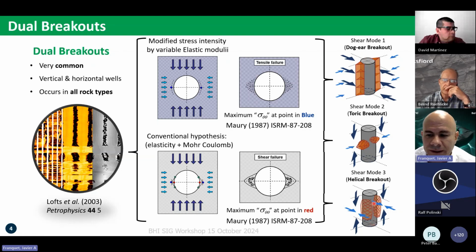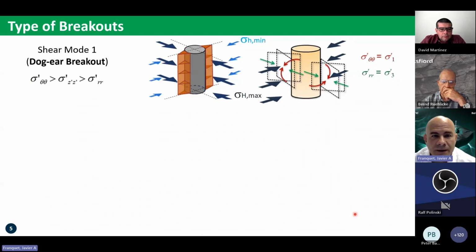And the other possibility is that the minimum principal stress is now the hoop stress, and the maximum is elongated in the direction of the wellbore. So these are the three possible shear mechanisms. The most common one is this one, due to the stress anisotropy, but it's always important to check for these breakouts when doing the stress analysis.